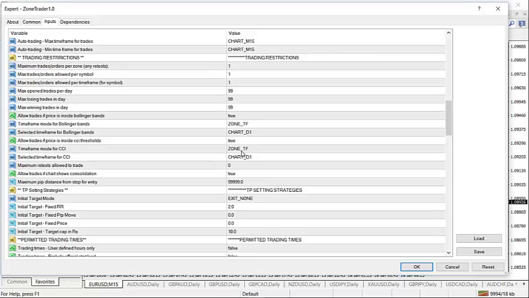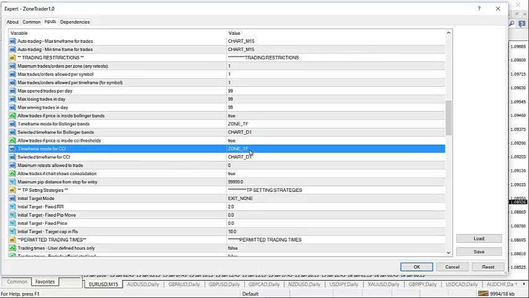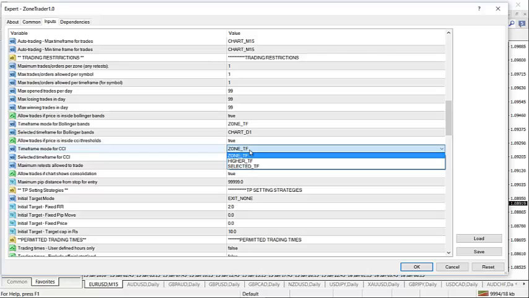Look further down, similarly you also have a time frame that is under consideration for the CCI value, and that works in exactly the same way as the Bollinger Band. So you have the current zone time frame, the higher zone time frame, or a manually selected time frame.